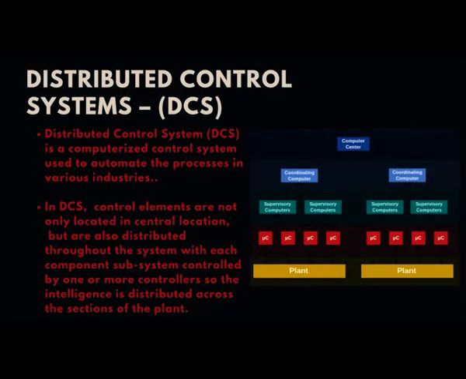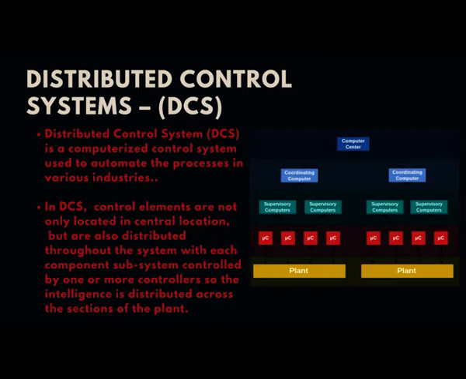And a few decades back, computers started playing a huge role in the process control system, and that is where the distributed control system started being employed in the continuous process industry, including petroleum refining. Distributed control system, or in short known as DCS, is a computerized control system used to automate the processes in various industries, including petroleum refineries.